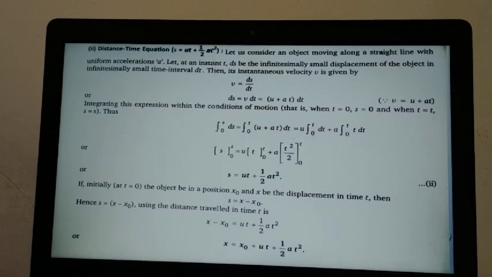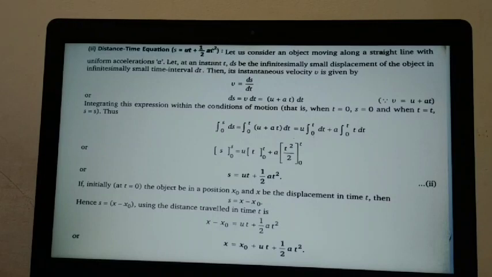Again, when you are considering the left hand side, it is variable ds, and ds is changing from 0 to s. That means when you are observing that object, its position will be 0, and finally you are observing it as s. And on the right hand side the variable is dt. dt is varying from 0 to t. So the limits for ds will become 0 to s. Limit for time will become 0 to t.